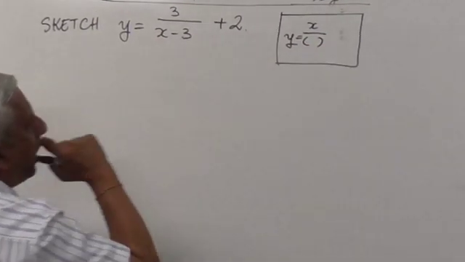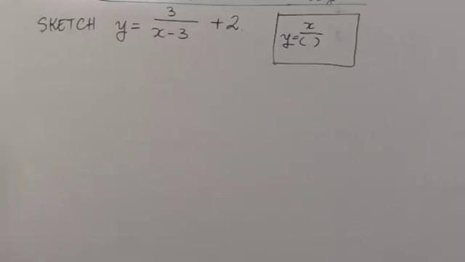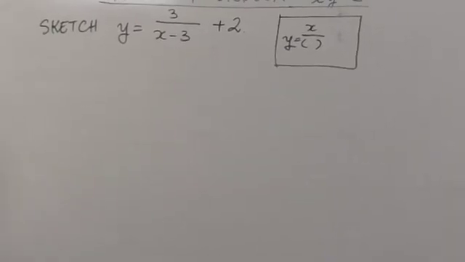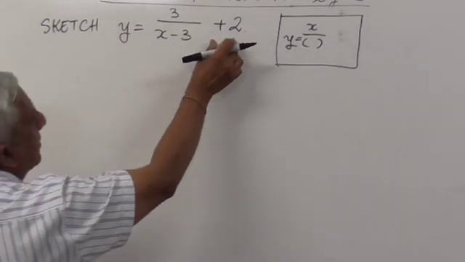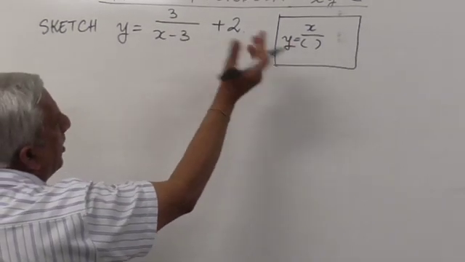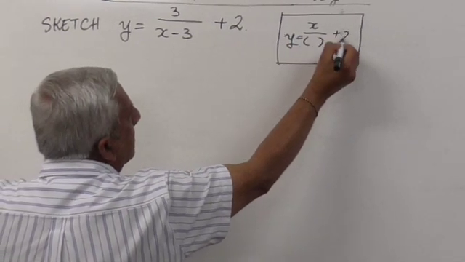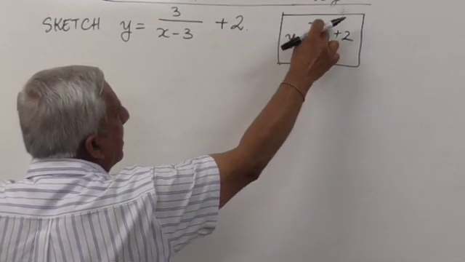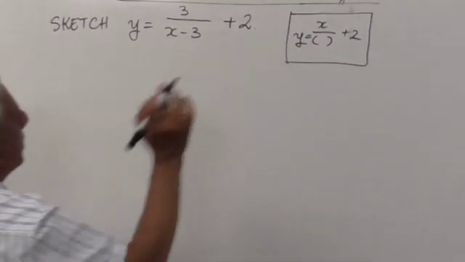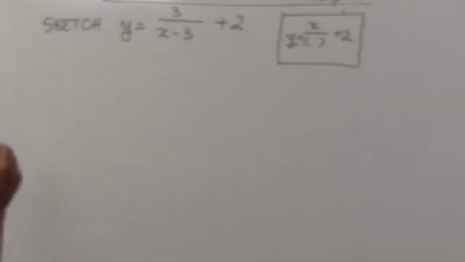And this, of course, you know from your parabola, is a vertical shift. The graph has moved 2 units up, but it doesn't matter. You can see the format. It's like a parabola, x over something plus 2. So we have to do two things. Firstly, we want to find the x asymptote.